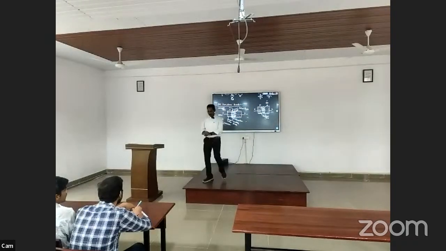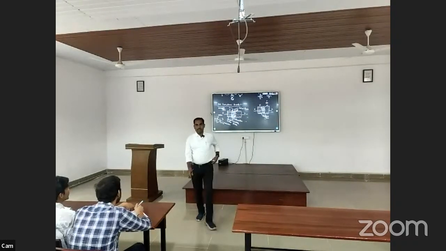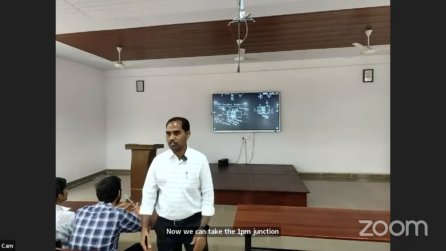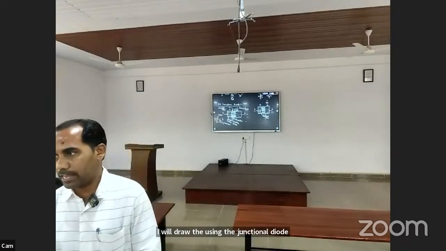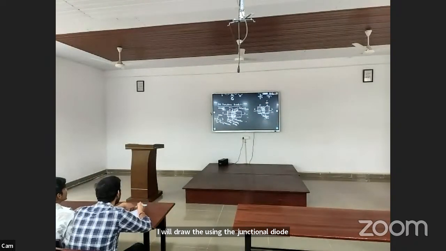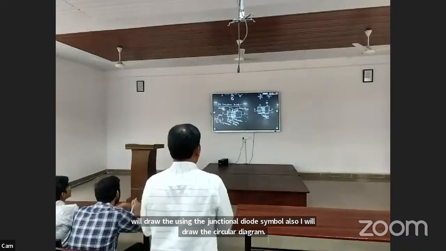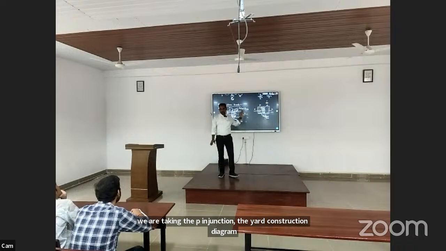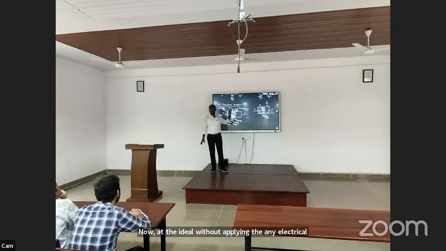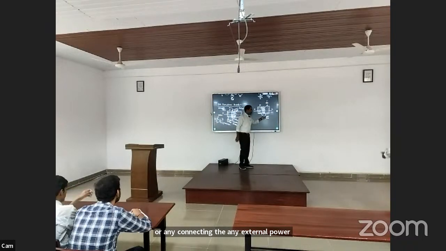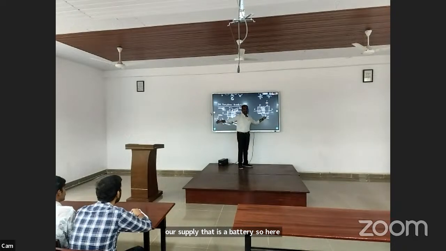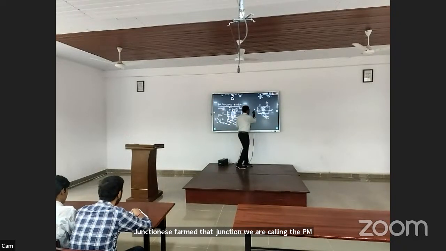Okay, now we can take the one PN junction diode. I will draw the junction diode symbol also. I will draw the circuit diagram. Now we are taking the PN junction diode construction diagram. Now, at the ideal state, without applying any electrical field or connecting any external power supply, that is a battery, here the junction is formed. That junction we are calling the PN junction.